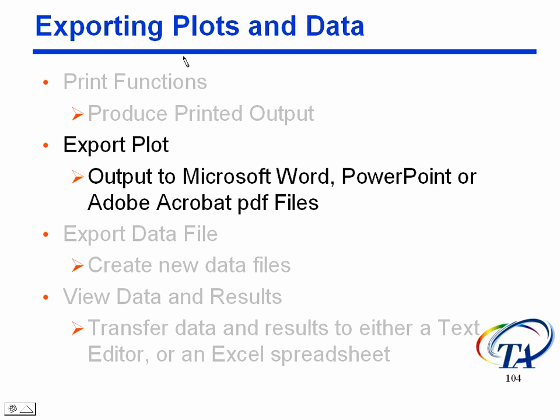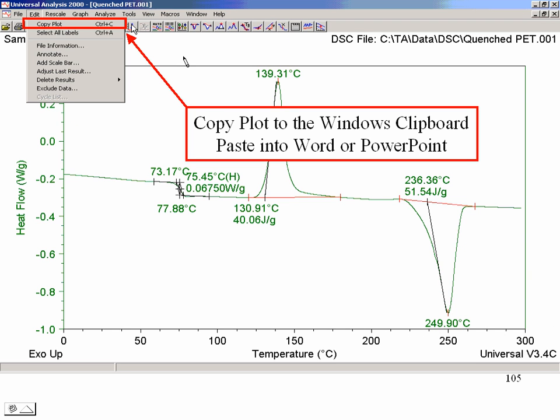Now, in addition to just printing, okay, you can output to Microsoft Word, PowerPoint, and you can make Adobe Acrobat files. So let's talk about that briefly. Okay. The easiest way to do this is simply to copy the plot to the Windows clipboard. Okay, and then from there you paste it into Word or PowerPoint. Okay, it actually copies a bitmap file to the clipboard.